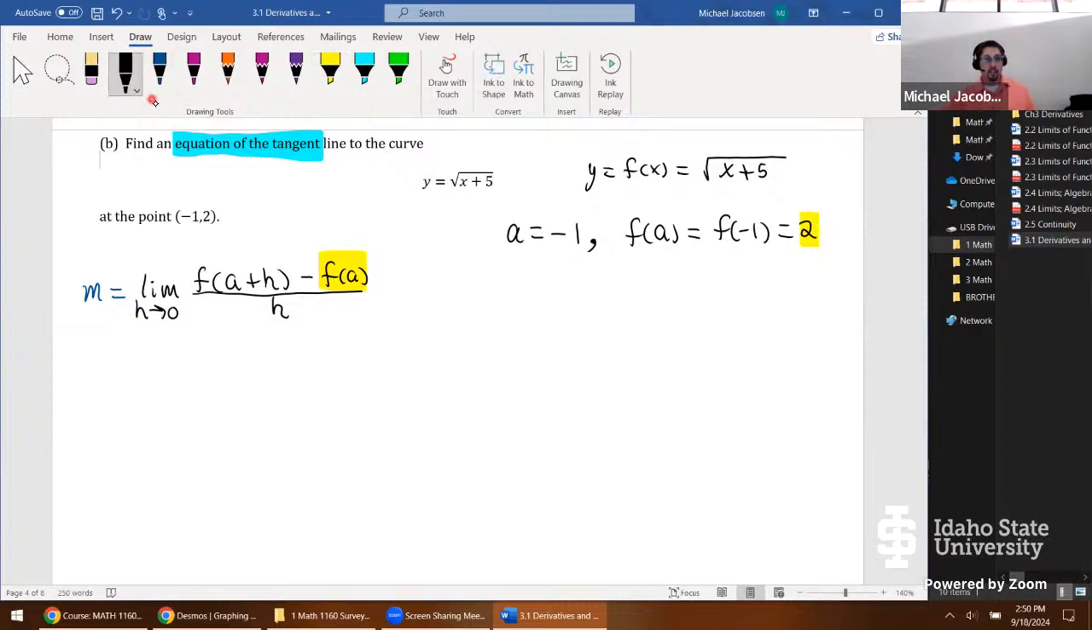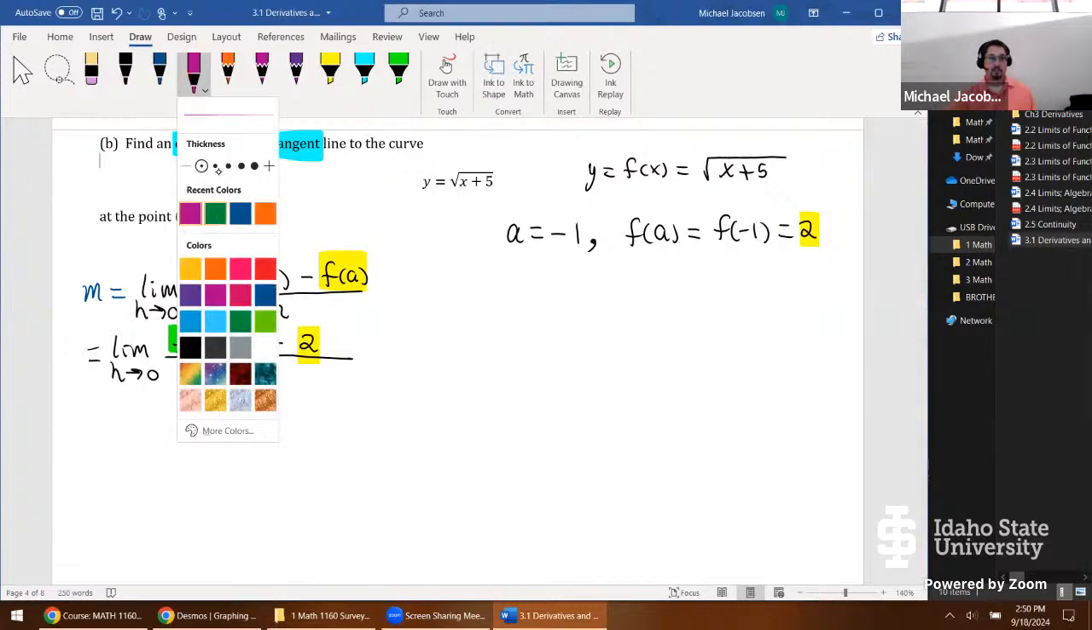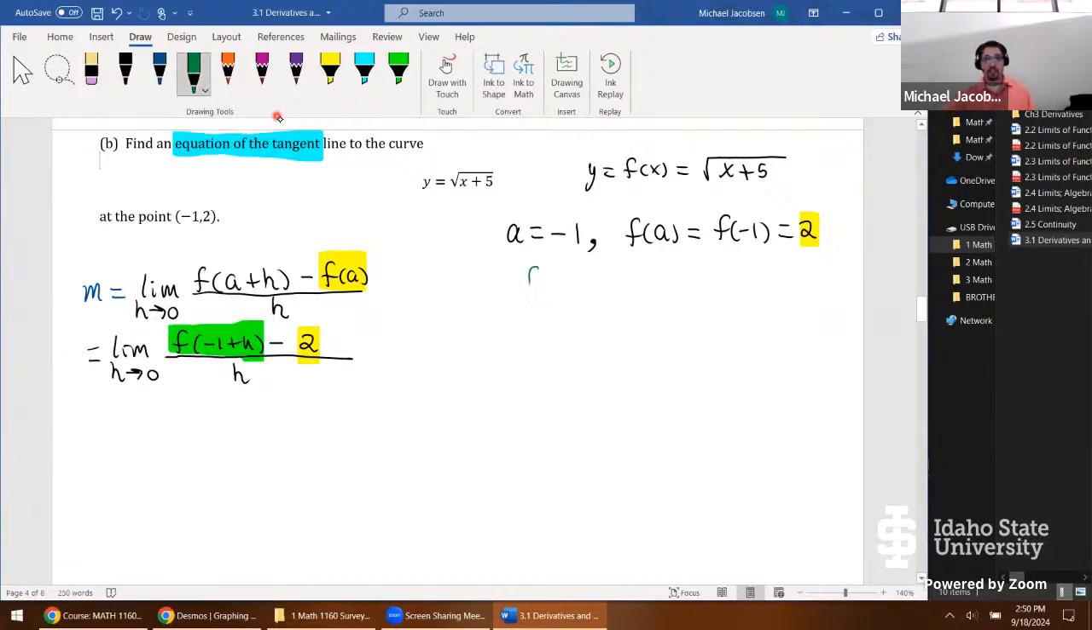And next we'll go, this is equal to the limit as h goes to 0 of f at -1 plus h to start, minus 2, where we plugged in the function value right there, all of which is divided by h. And just copying the process, what we did in the last problem was we took this right here, and we just calculated it carefully. F at -1 plus h.